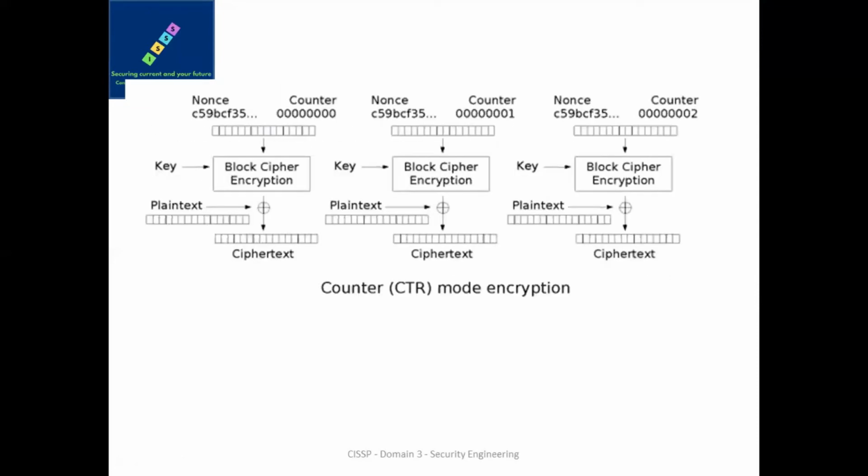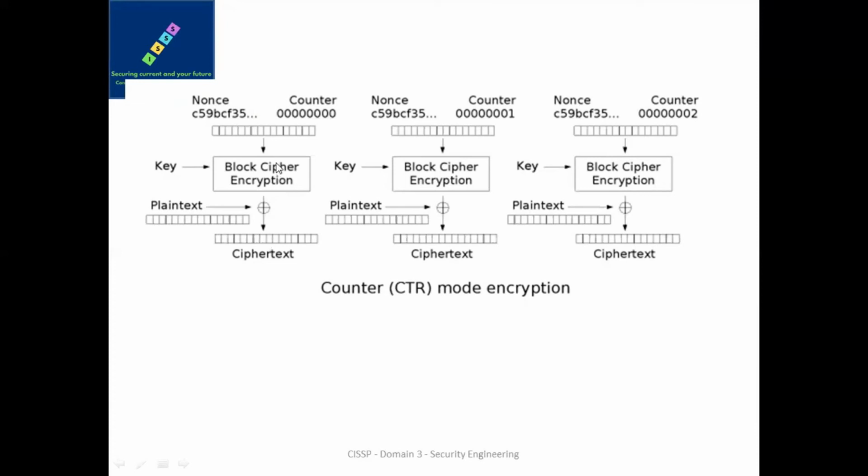Now, if you look at the last mode, called counter mode, there's no chaining involved here. So there is block 1, block 2, and block 3. If you look at the top, there is a nonce, and the counter is 0. For the next block, the counter is 1, then becomes 2, then 3, 4, 5, 6, etc. That is fed as an input, and the other input is the key, and the output is XORed with the plain text to give you the cipher text.